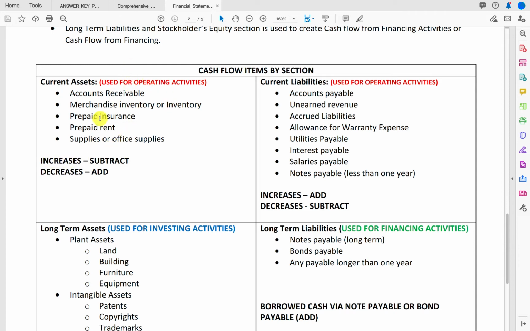If it's increases in current assets, I subtract. Decreases in current assets, I add. If it's increases in current liabilities, I add. If it's decreases in current liabilities, I subtract.